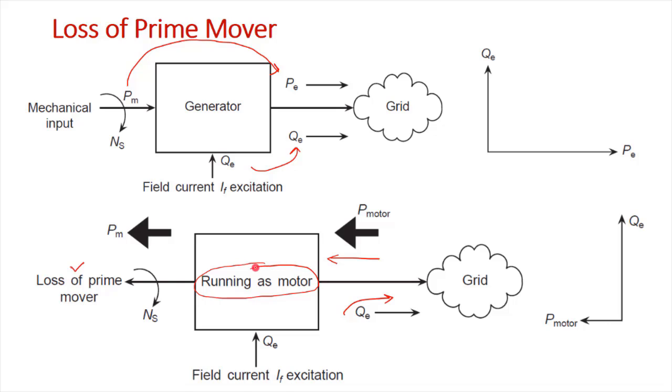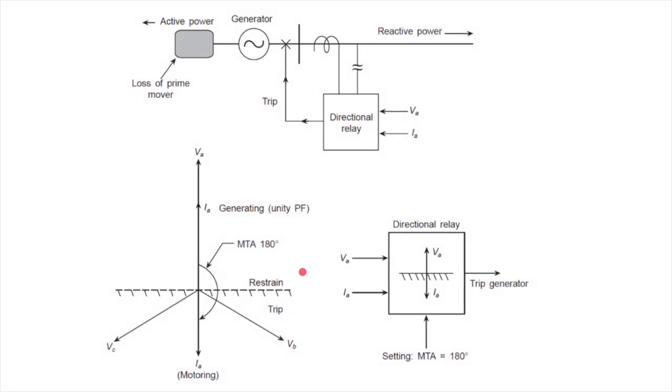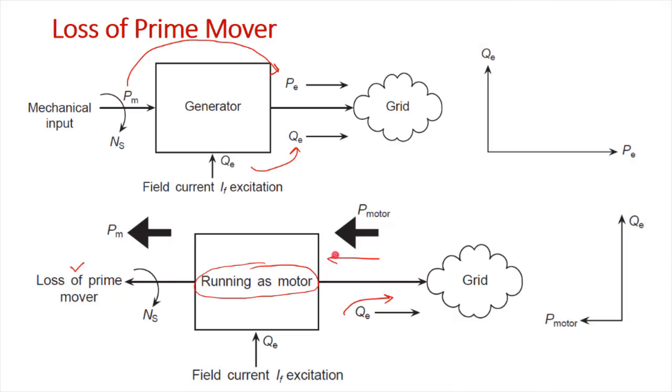So it was a synchronous generator, and now it will act as a synchronous motor, right? Therefore you can say the power flow condition changes. Real power is now flowing from the grid to the machine. So how can we detect this? Because the power is flowing in the reverse direction, the current will also flow in the reverse direction.